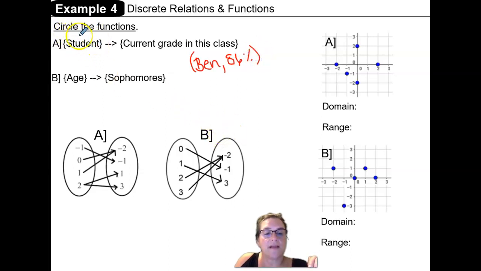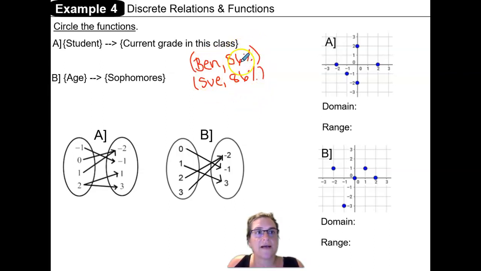Okay, then another element from my set of students might be Sue. And Sue, let's say Sue's current grade in this class is also an 86%, right? Is that possible that two different students in a class could have the same current grade? And yes, it is possible. Okay, then if I have another student, maybe this student is Tom. Okay, then let's say Tom has a 94% in this class. Okay, so there's 3 examples of ordered pairs.